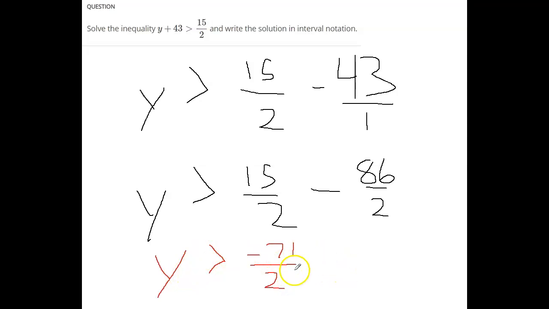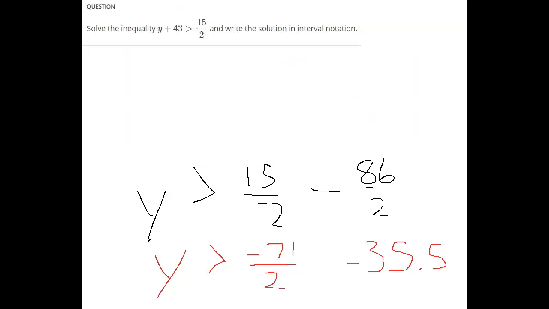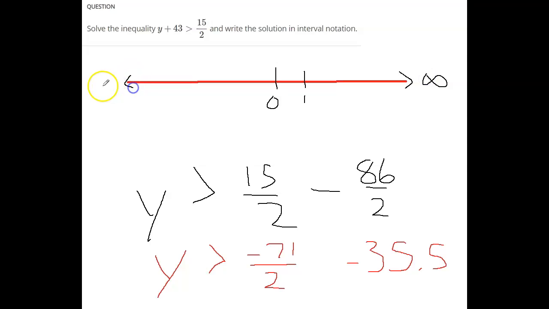So y is any number greater than that. If you want to think of it as a decimal, that's negative 35.5, I believe. Yeah. But any number bigger than negative 35.5. I like to look at a number line to help me picture the solution. Let me draw a line here. And you don't have to fill in every number, but here's 0, here's the positive numbers, it goes up to positive infinity. Here we go down to negative infinity. And somewhere down here we hit negative 35.5, negative 71 over 2. And so y is any number greater than that. So it can be here or anything bigger, anything greater than that.